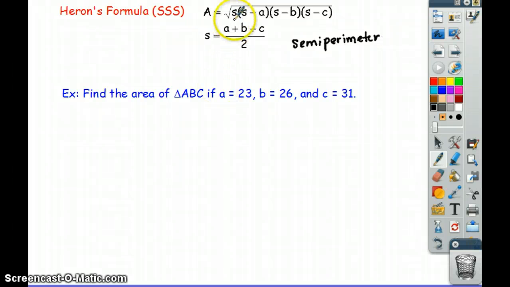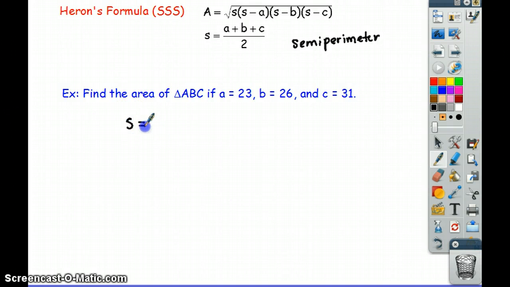So we take the semi-perimeter times the semi-perimeter minus the one side times the semi-perimeter minus the other times the semi-perimeter minus the third, and then take the square root of that whole product. We could derive this, but I don't have time, so we're just going to use this. Here's an example. A is 23, B is 26, and C is 31. I'm going to find the area of that triangle.